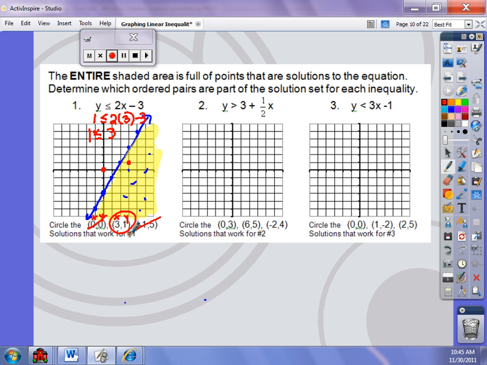So the other examples like this will be done exactly the same. Okay, you start with your y-intercept, count your slope. This one would be a dashed line. So this one starts at 3. We go up 1 over 2 every time.